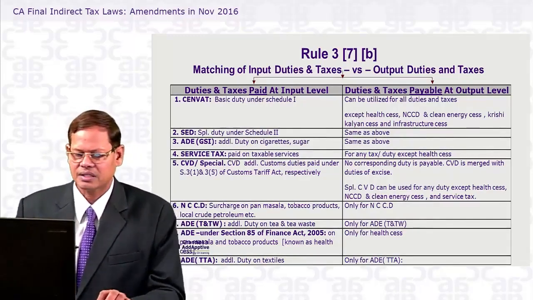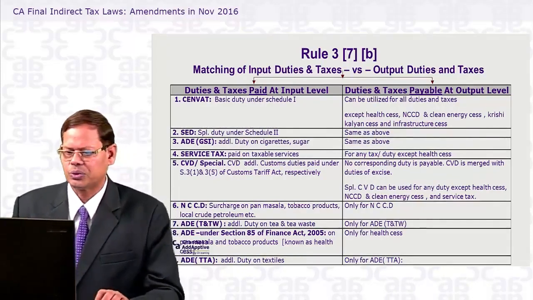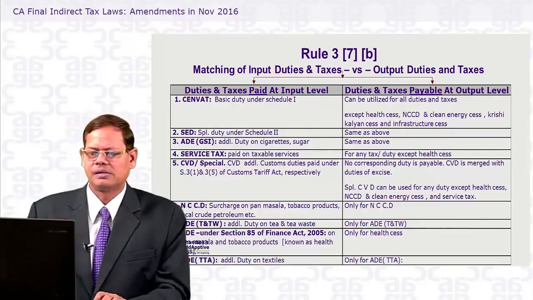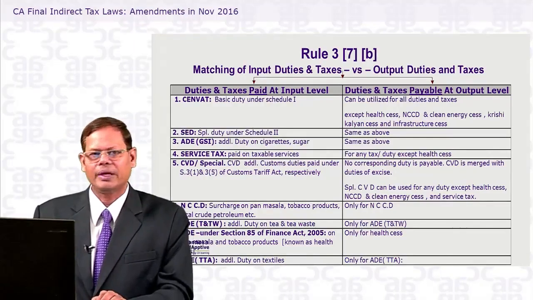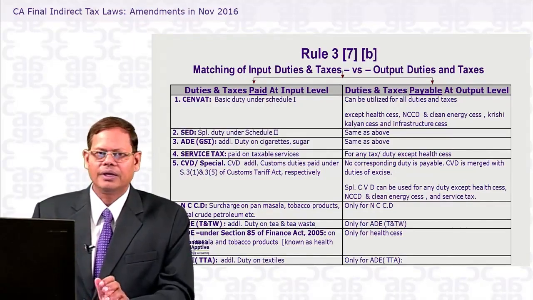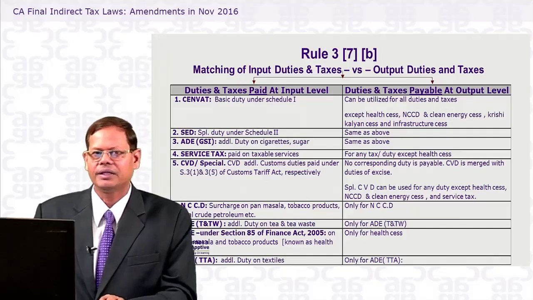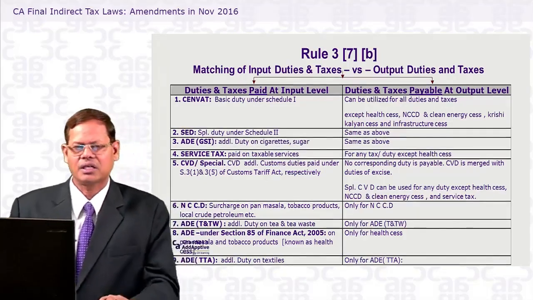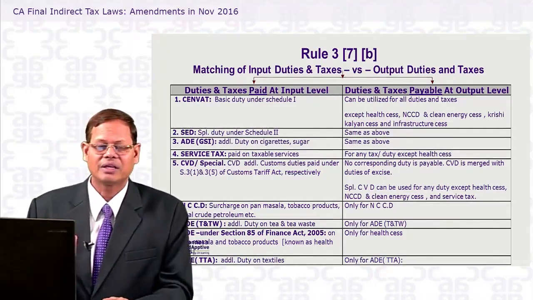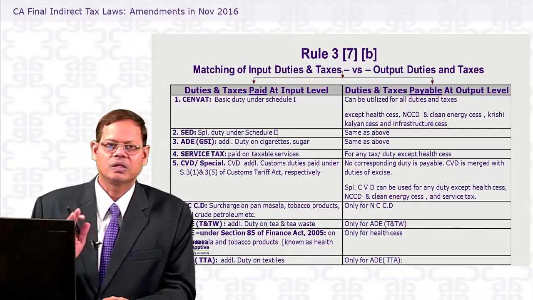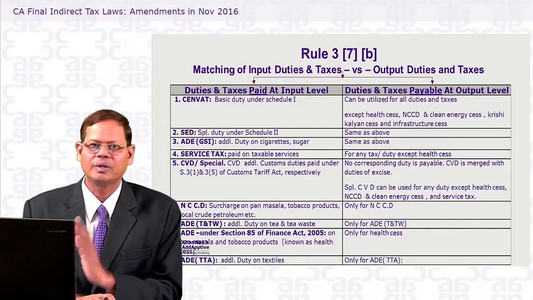That CENVAT balance, CENVAT means basic duty, can be used to pay, say for example, service tax. It can be used to pay ADE, TTA, ADE, T and TW, meaning Textile and Textile Articles Act, textile, T and T waste. But remember, right now at present these are under exemption. Duty is not being paid.